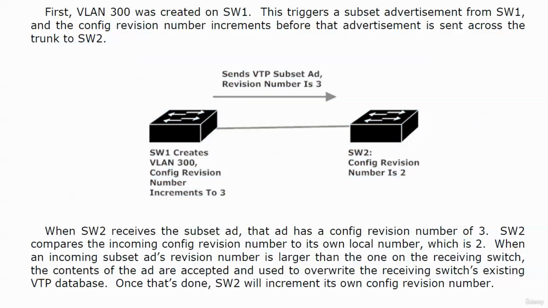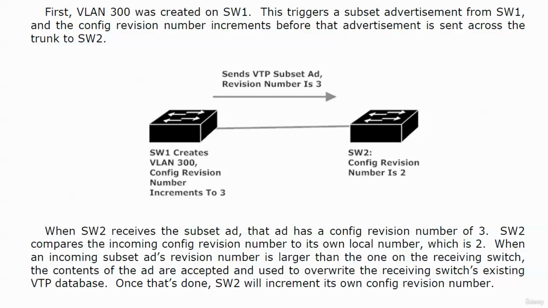We created VLAN 300 on switch 1. That's going to trigger in turn a subset advertisement from switch 1, and then the config revision number increments before that advertisement is sent across the trunk to switch 2. So while we started with a tie, both switches with a revision number of 2, when that add was sent, there wasn't a tie any longer. Switch 1 had incremented its revision number to 3, and when it sent the add, that was the actual config revision number in the add. You just don't see that when you're just looking at the switches.